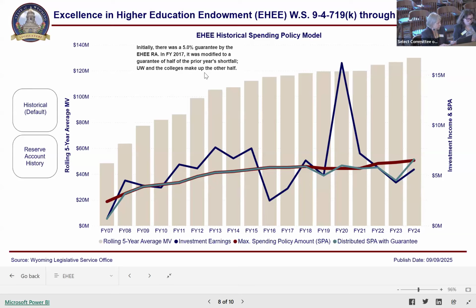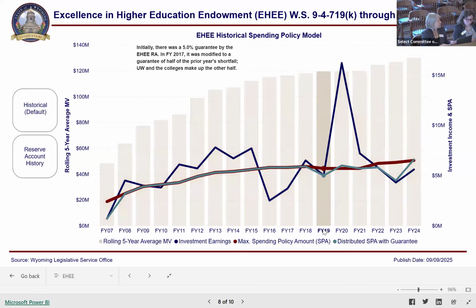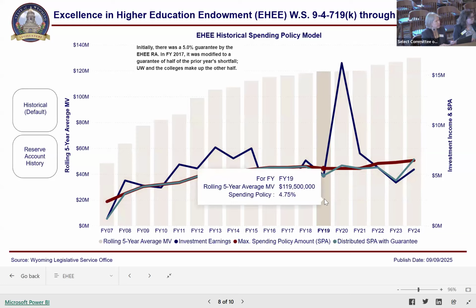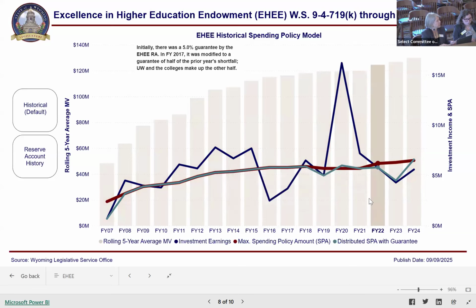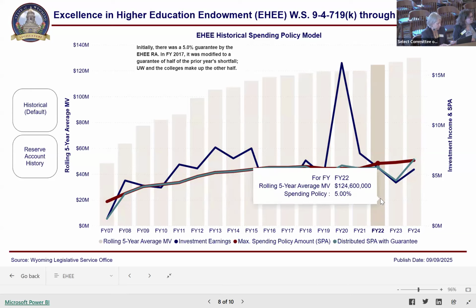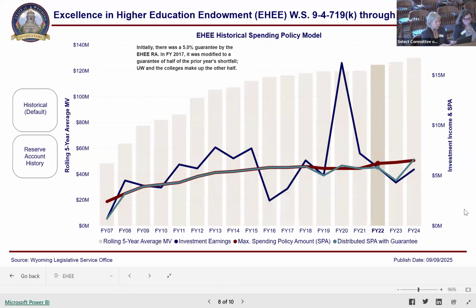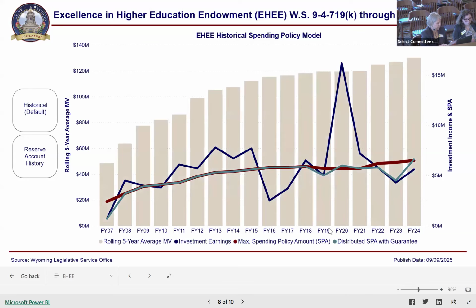Also, you can see by hovering over like 2019, 20, and 21 on the tan bars, the spending policy amount on this fund did drop down to 4.75% for 3 years, and then it was moved back up. The legislature moved it back up to 5% in 2022. And I think that coincided with when there were issues for a few years with the reserve account being depleted.